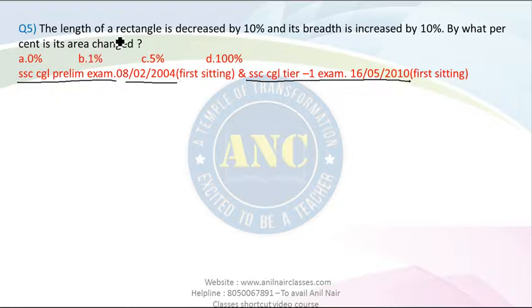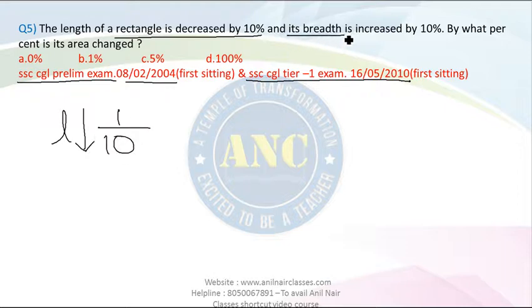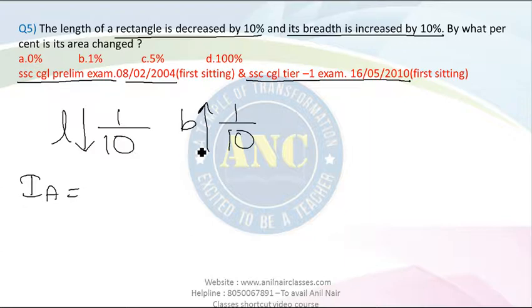See here. Length of a rectangle is decreased by 10%. 10% means 1 by 10. Breadth is increased by 10%. Again 10% means 1 by 10. Over. Initial area is denominator product, length into length, because denominator is nothing but initial value, 100.